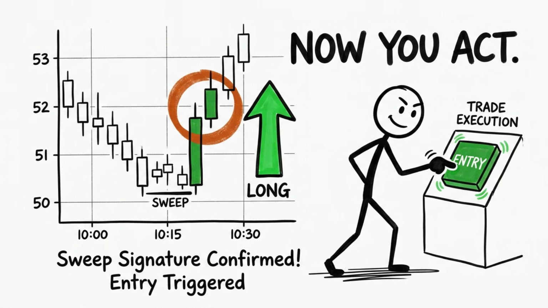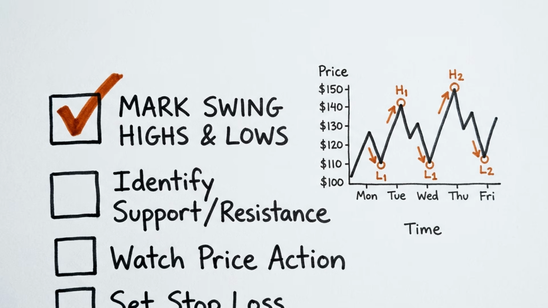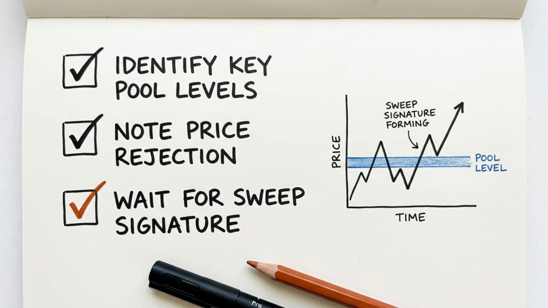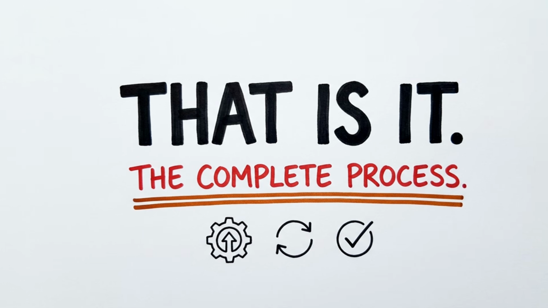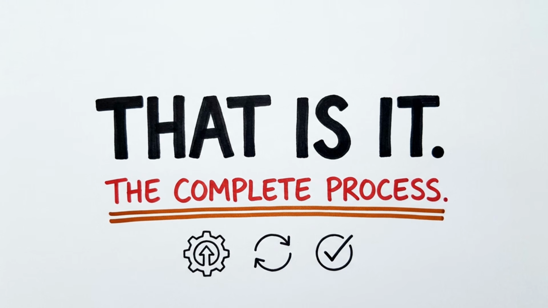Now here is how this changes your live chart reading immediately. Every time you open a chart, you are doing 3 things automatically: marking the current swing highs and swing lows, identifying which unswept pool price is moving toward based on current structure, watching for the sweep signature at that pool before entering. That is it. That is the entire real-time liquidity reading process. 3 steps applied every session, on every chart.